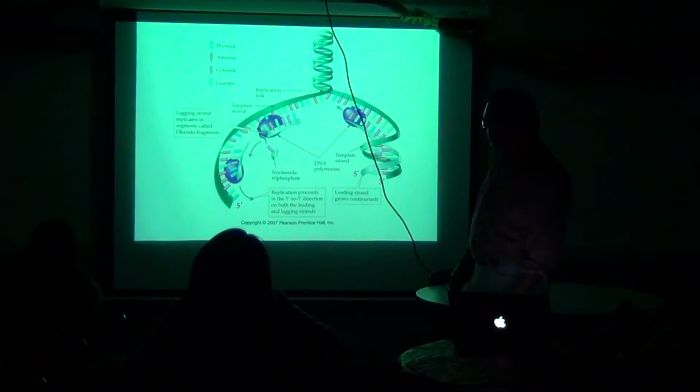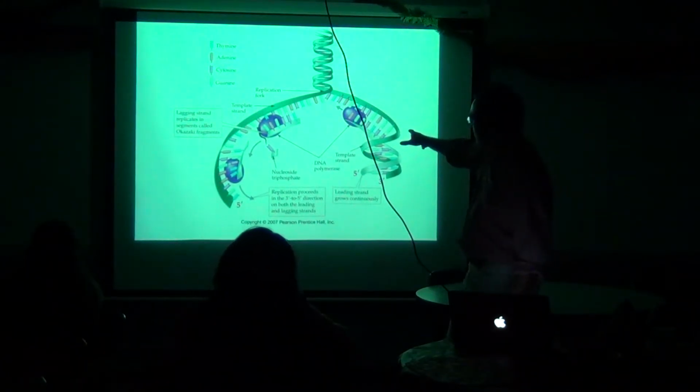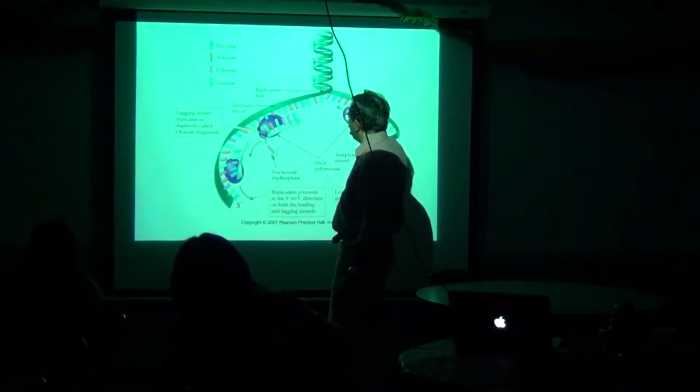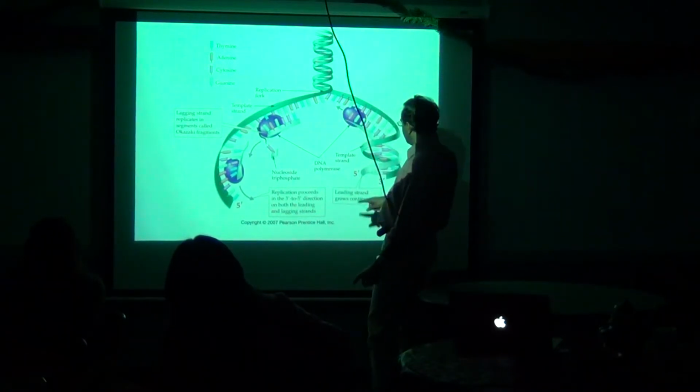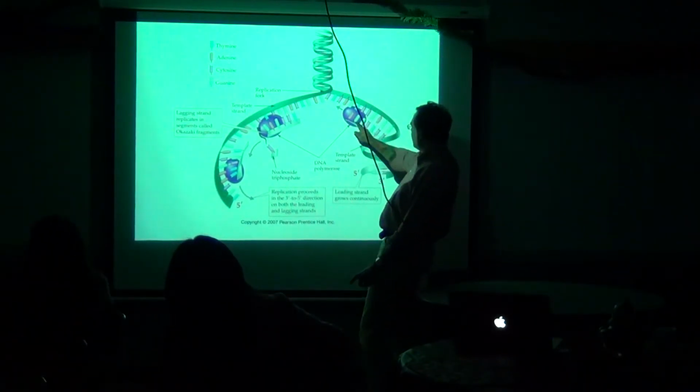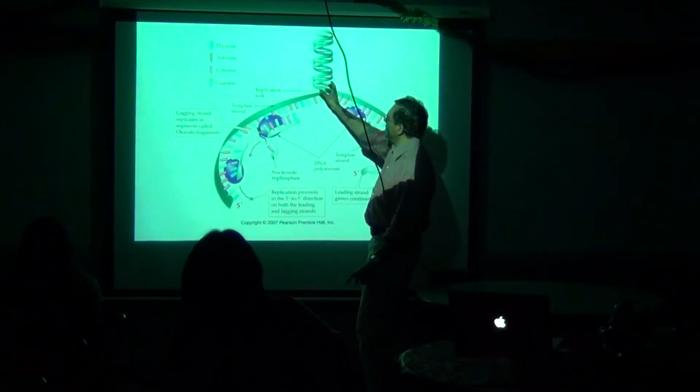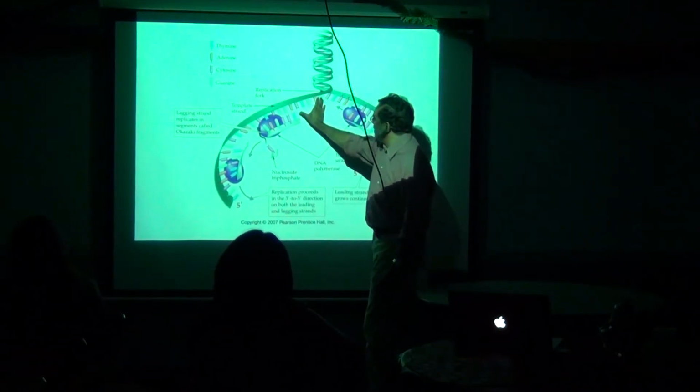Okay. This is again showing a replication fork. It's saying how the DNA opens up. There are enzymes that are synthesizing. This is a leading strand, so the enzyme can continuously keep synthesizing as the DNA opens up. But here it has to wait.